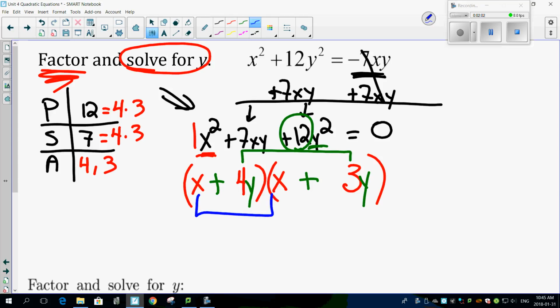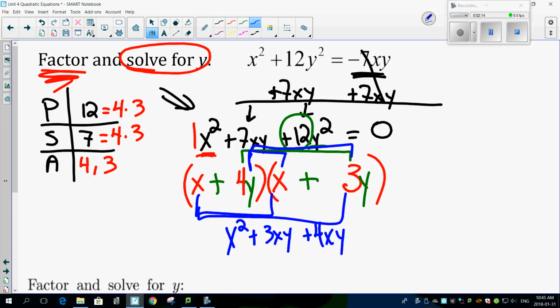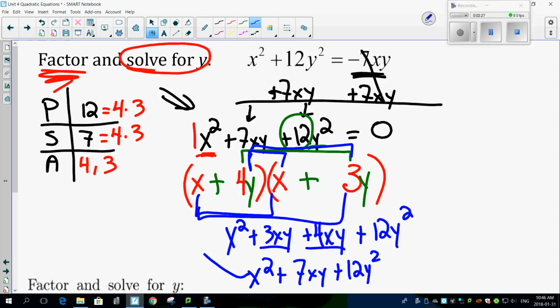X times x gives me my x squared. My outers become 3xy. My inners become 4xy. And check this out. My last becomes my positive 12y squared. And when I combine these two things together, look what I got. I got my x squared plus 7xy plus 12y squared, which was my original right here. So don't let the xy freak you out.